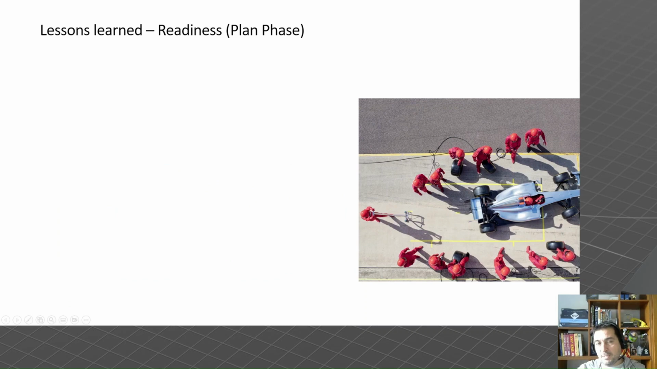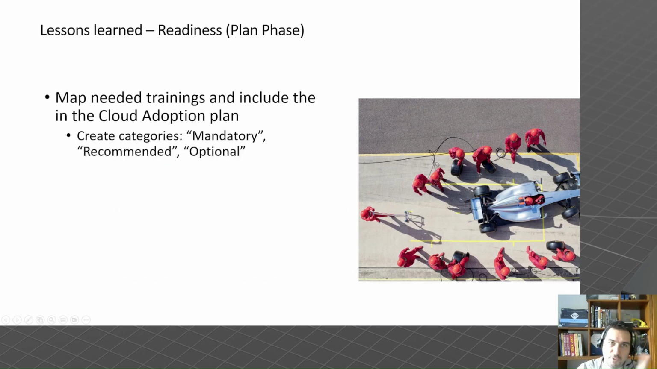So as far as the lessons learned here, besides don't forget anyone: trainings are important, no matter how basic they are, right? You can go for the fundamentals for the business side of the people, so they will understand when you talk about agility and scalability inside the document. But don't use high, medium, low, right? The categories should be mandatory, recommended, optional.